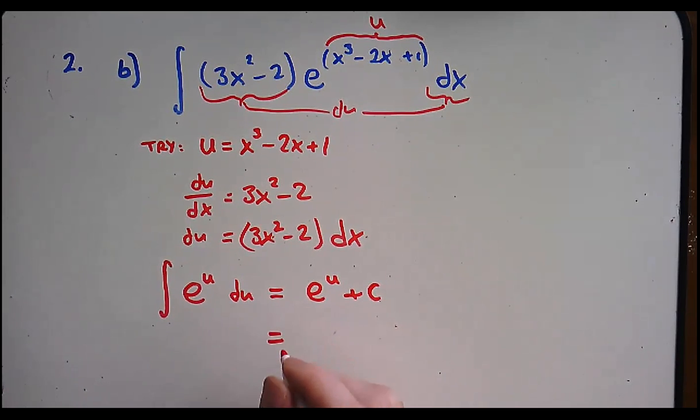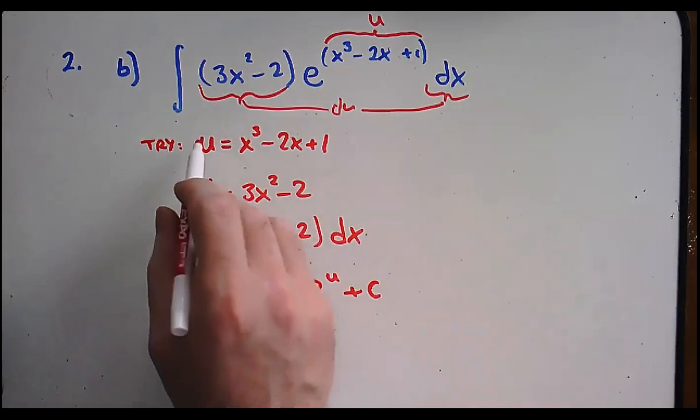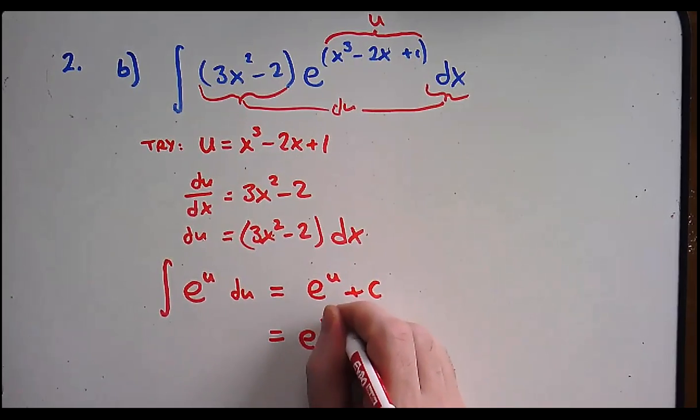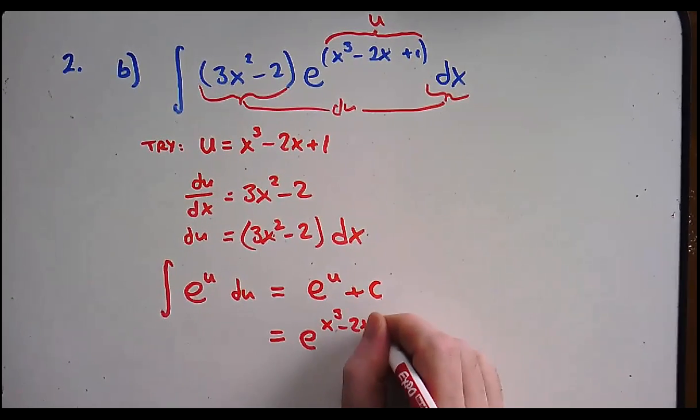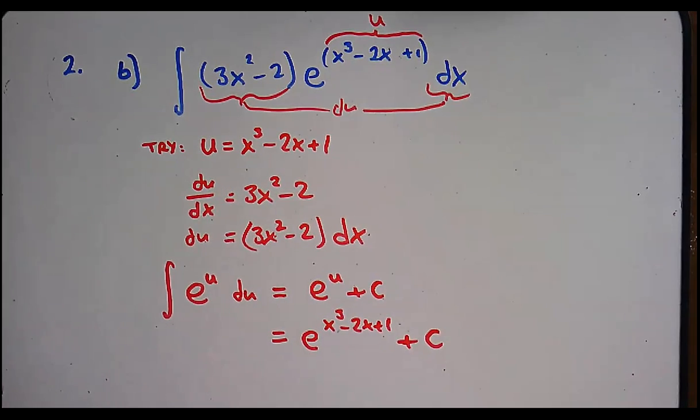And my final step here, since the problem was given to us in terms of the variable x, I'm going to rewrite my answer in terms of x as well. So instead of e to the u, it's e to the x cubed minus 2x plus 1, since u is just standing in for x cubed minus 2x plus 1. I still have my constant plus c.